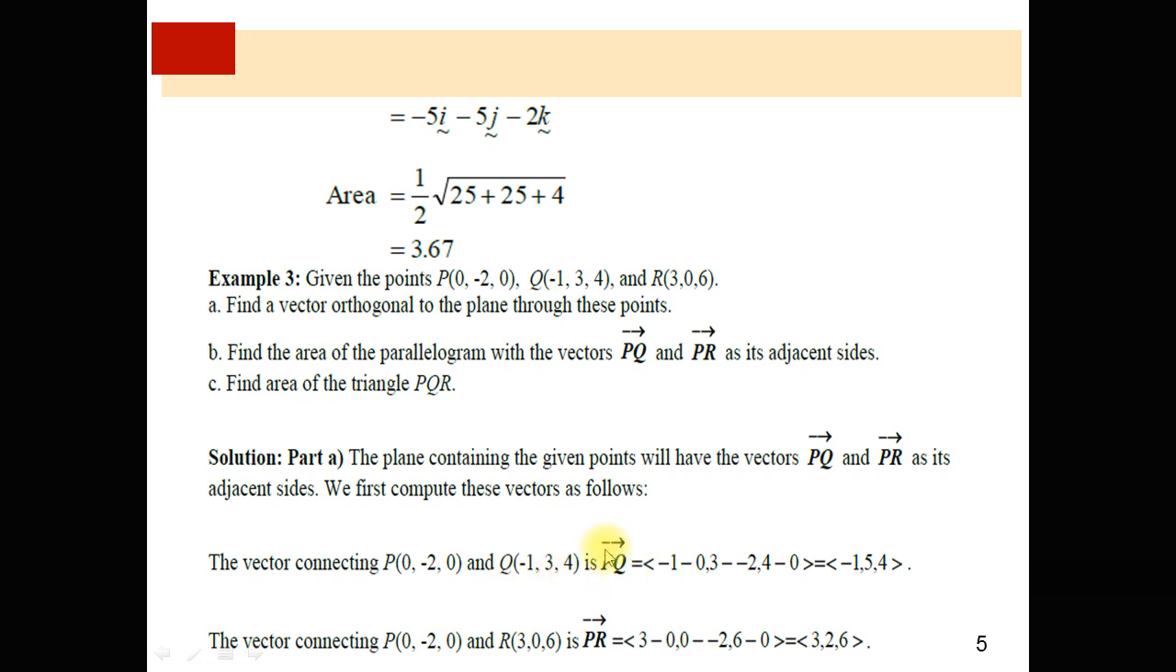PQ means Q minus P, and Q minus P means subtract the components of P from the components of Q. We obtain minus 1 minus 0, 3 minus 2, 4 minus 0, and the components are now minus 1, 1, and 4. Now the vector connecting P and R is PR. PR means R minus P, which means subtract the components of P from the components of R. We obtain 3 minus 0, 0 minus 2, and 6 minus 0. We obtain the components 3, minus 2 and 6.